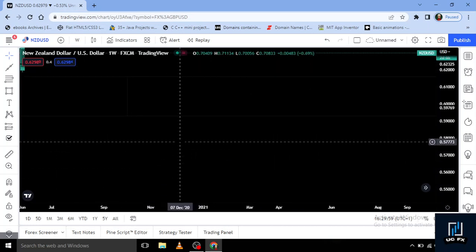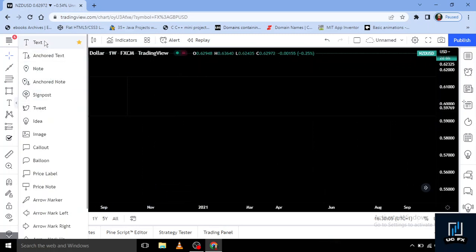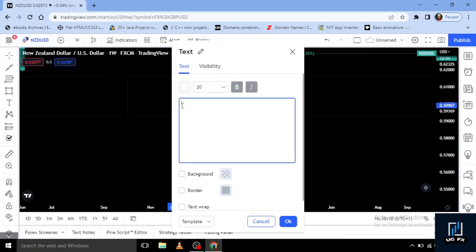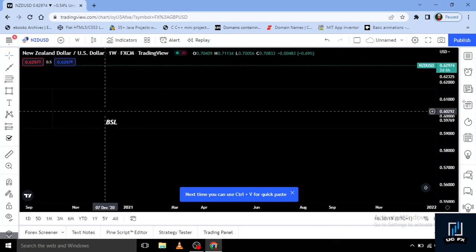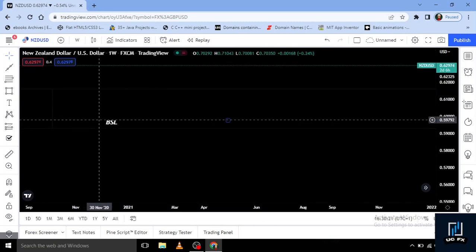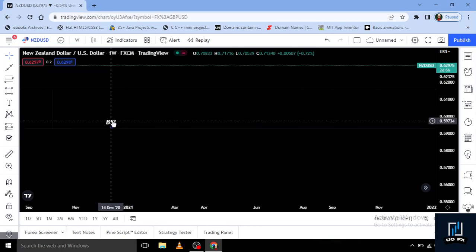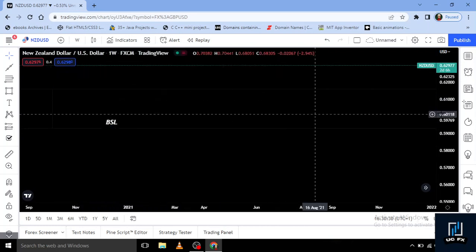You hear stuff like buy side liquidity, BSL. So what is BSL? It's basically a way the smart money trap traders that are going long. Let me show you that in a chart.